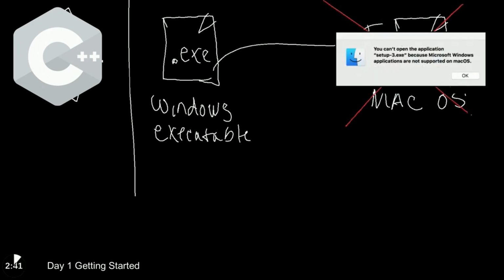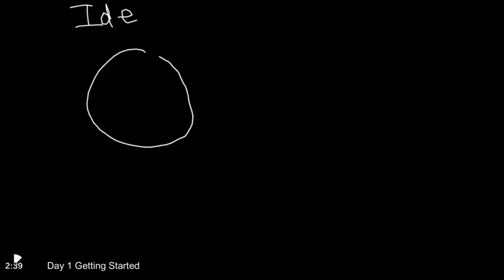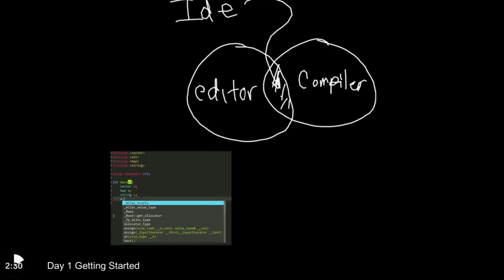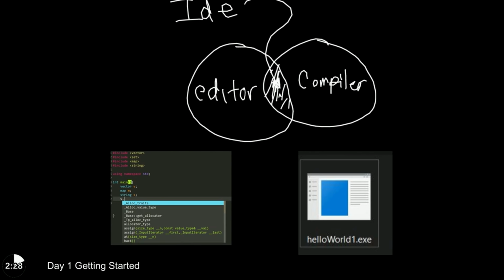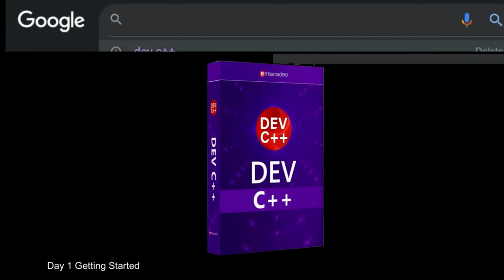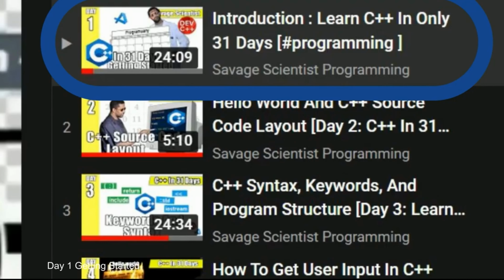Now, to create our program, we use an IDE. That's an integrated development environment. That's a piece of software that contains 2 components, an editor and a compiler. And we write our code in the editor and we create our executables with the compiler. And now, of course, we use DevC++ as our IDE. And it can be easily found by searching Google or clicking on this video.